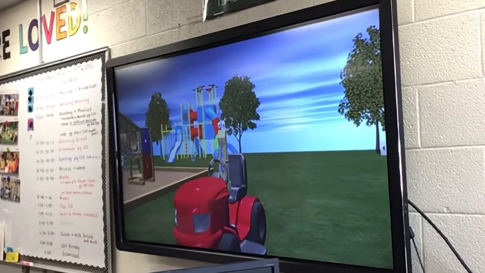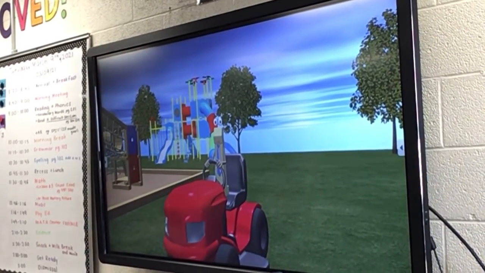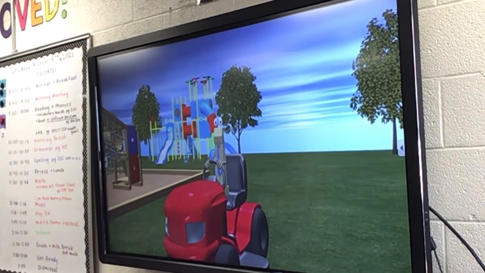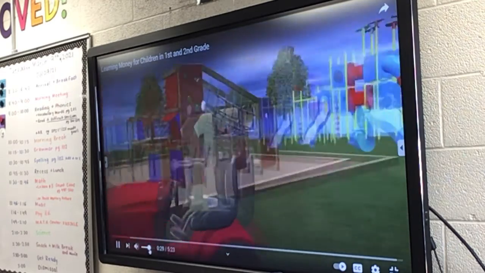Hey kids, how are you guys doing today? Great. Hey, I recently got a job mowing lawns for this park. I started to earn some money, and I was wondering if you could help me learn about money so I will know how much I am earning. Can you guys help me with that? Thanks, guys. Okay, let's go over to the table and look at some coins and see if we can make sense of it.